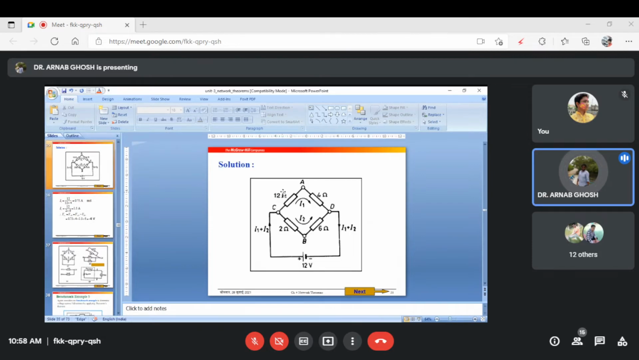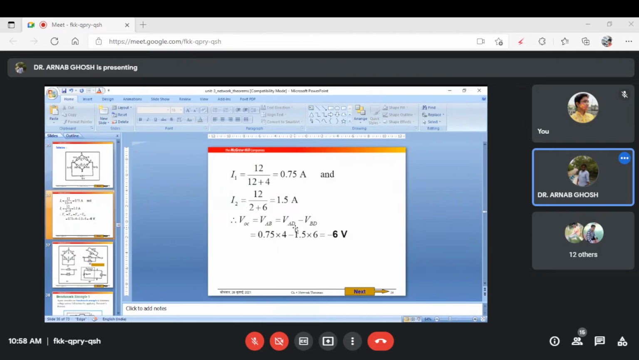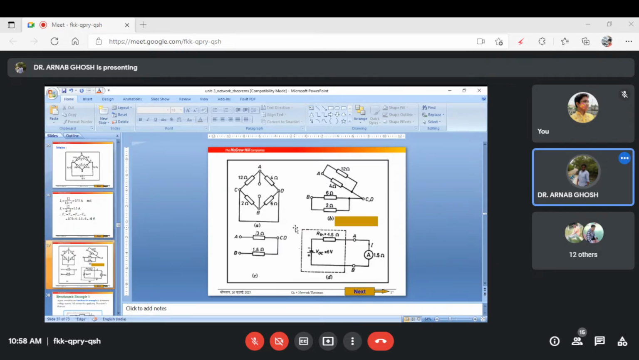We can do the reverse as well, that is no problem. We can do 0.75 into 12 and 2 into 1.5 also, that will also give you 6. So your VOC is coming at 6 volt. Now next step, we have to deactivate all the active sources. Okay, and we are calculating the resistance across terminals A and B.